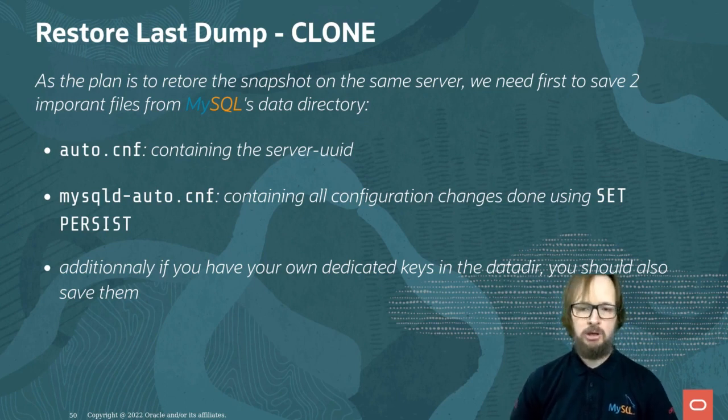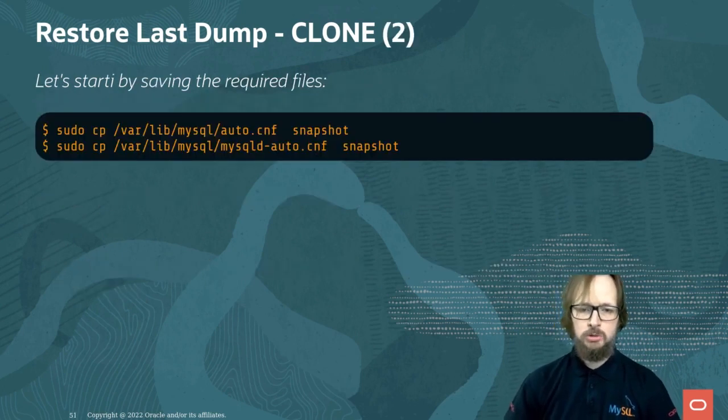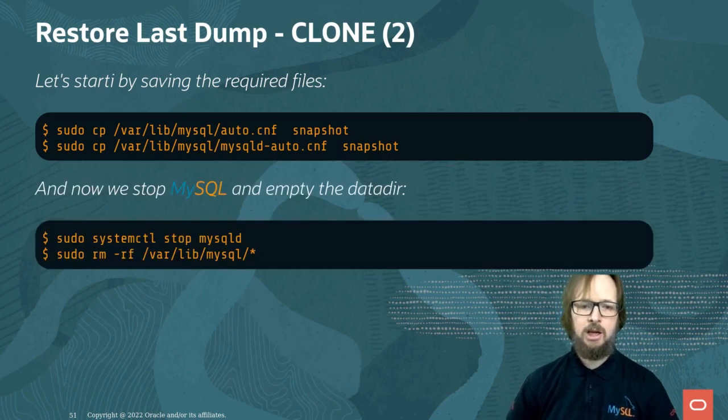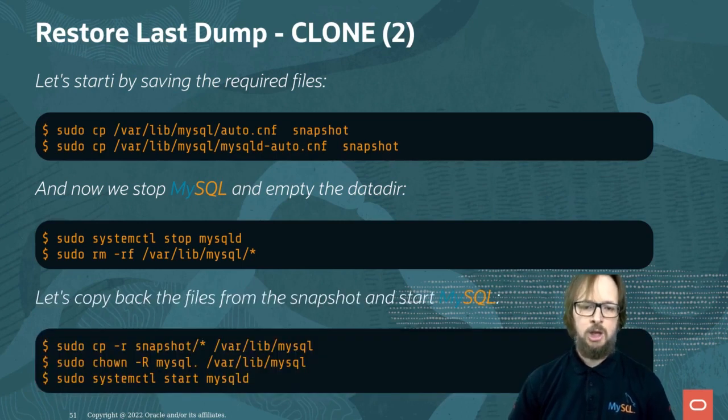And if you have some dedicated keys in the data directory, you should also save them to not recreate new ones. So we do that. We copy that information. We put that in the snapshot directory. And then we now stop MySQL and we empty the data directory. We copy back the snapshot to MySQL. So we copy back all the files we have in the snapshot and we put that in the MySQL data directory. Then we change the ownership of the files to belong to MySQL, and we can start MySQL.